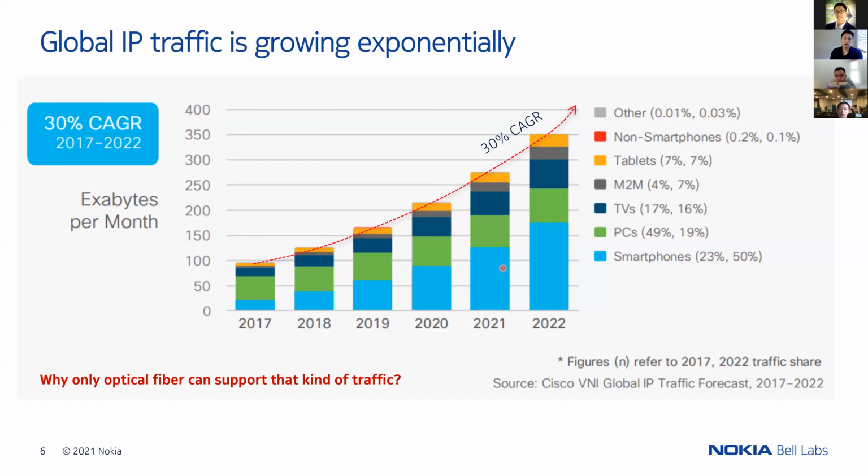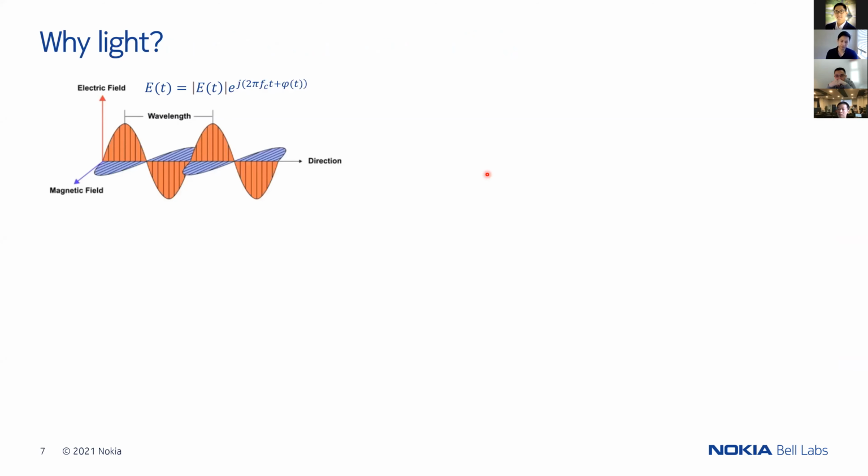If you look at 2021, the total IP traffic exceeded 250 exabytes per month, meaning more than 50 gigabytes for every one of us. So why can only optical fiber support that kind of traffic? Why do we use light waves for communication?